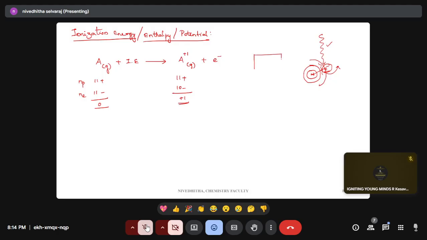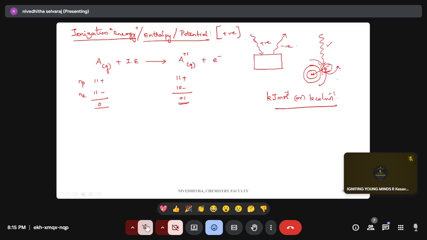Whenever you are supplying a particular amount of energy to the system, that should be represented with a positive sign. Whenever the system is releasing energy, that has to be represented with a negative sign. As far as ionization energy is concerned, we are supplying energy to the system, so it will be positive. And of course, the unit will be the unit of energy, so it is kilojoule per mole or kilocalories per mole. So this is ionization energy.